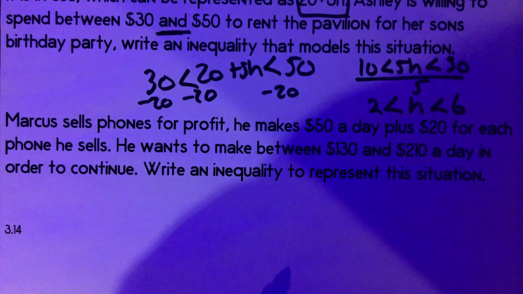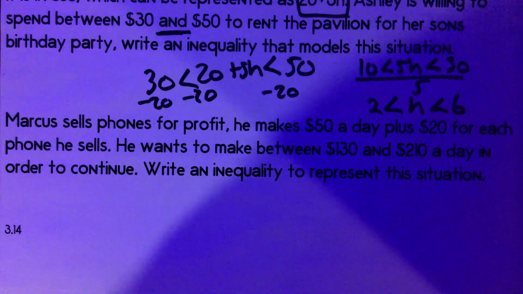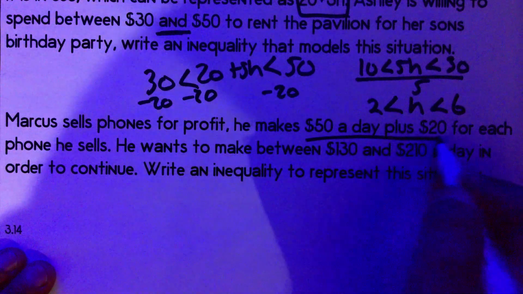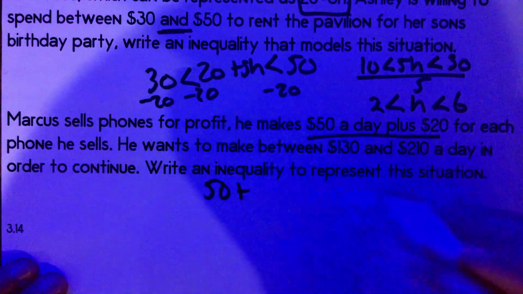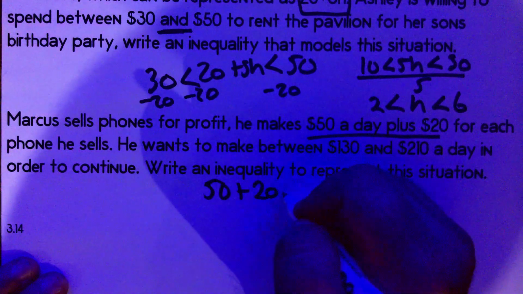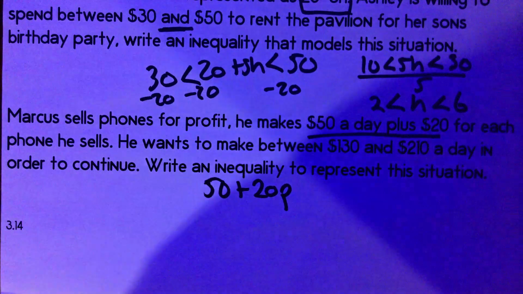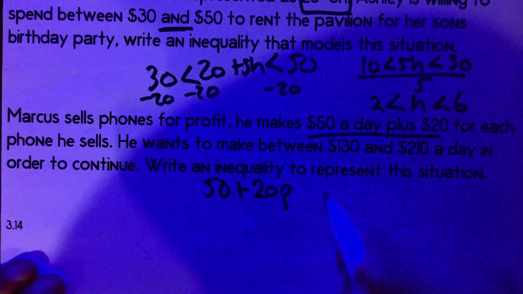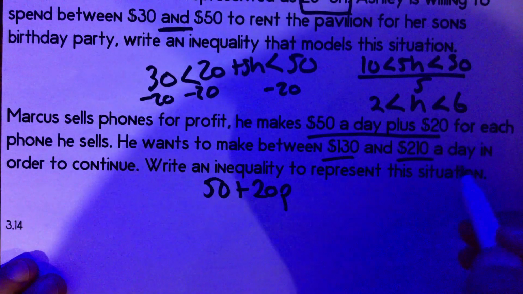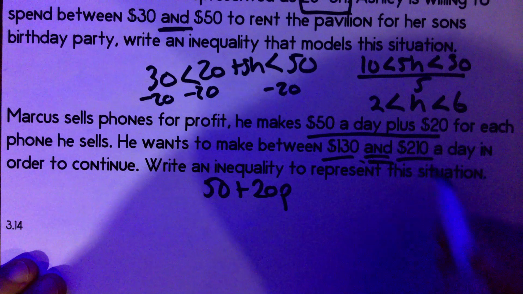All right, Marcus sells phones for profit. He makes $50 a day plus $20 for each phone he sells. So that's 50 plus $20 per phone. I'm going to use P for that. He wants to make between 130 and 210. So 130 and 210. And this is the "and" inequality.